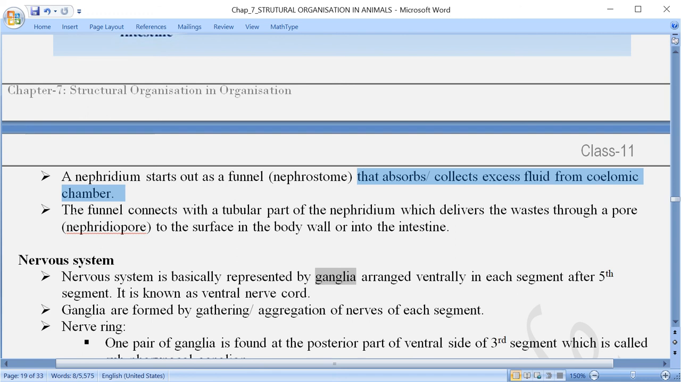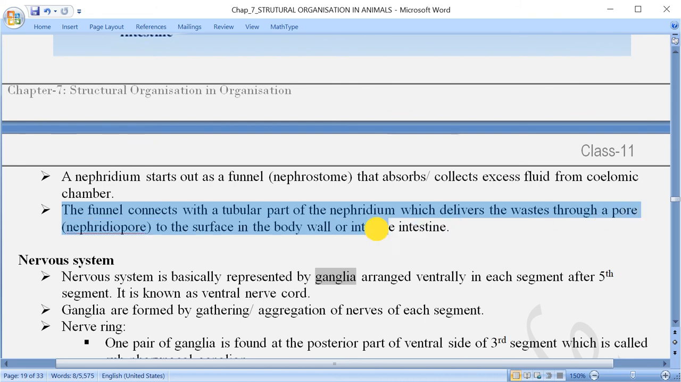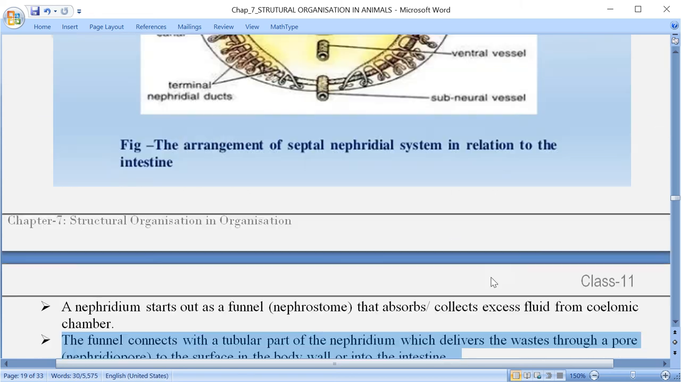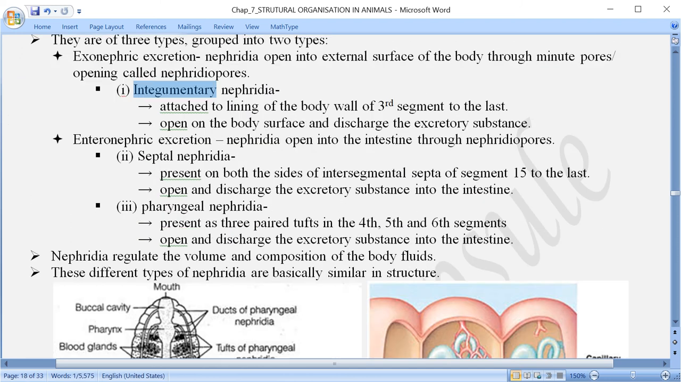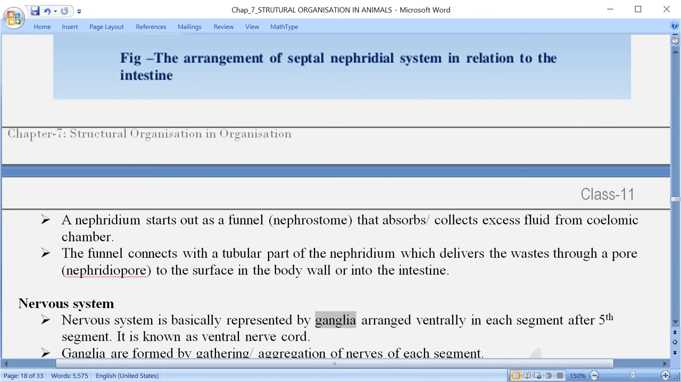And then the funnel connects with a tubular part of the nephridium which delivers the waste through a pore to the surface of the body wall or into the intestine. Body wall पे कौन आएगा? Only one is there, integumentary. Body wall पे है exonephric. बाकी दो septal है और pharyngeal nephridia, they open into the intestine.